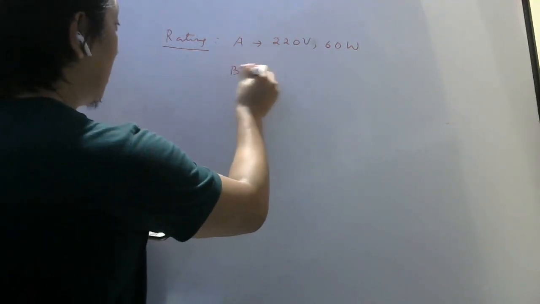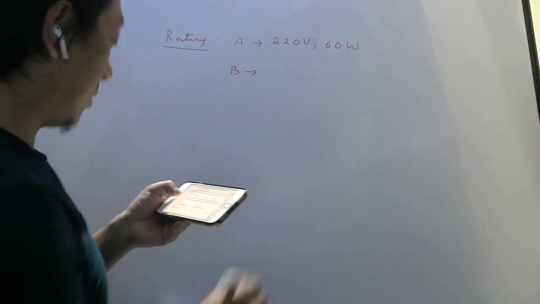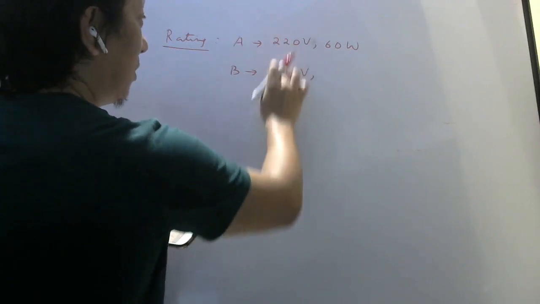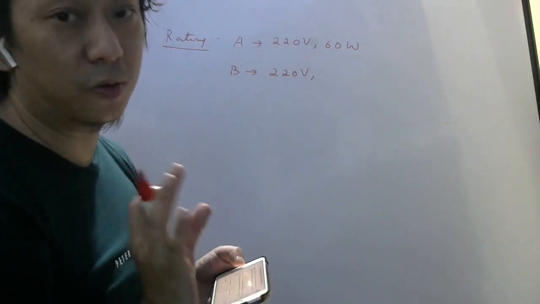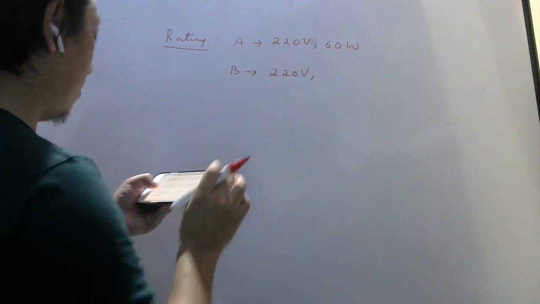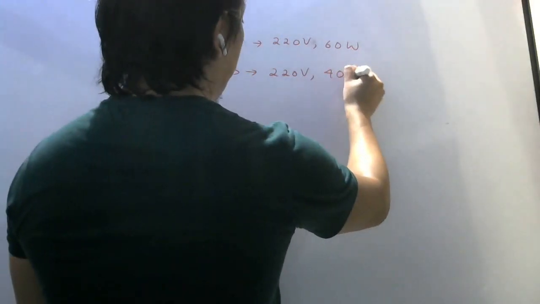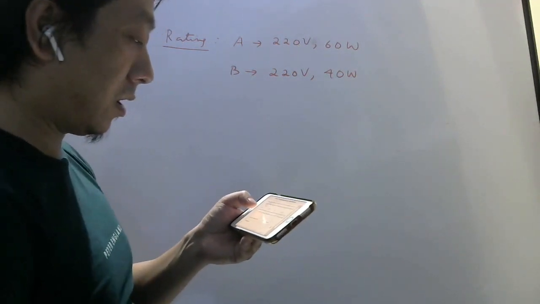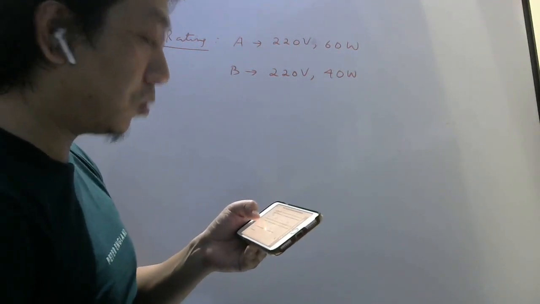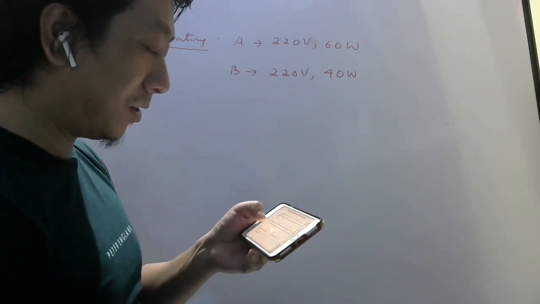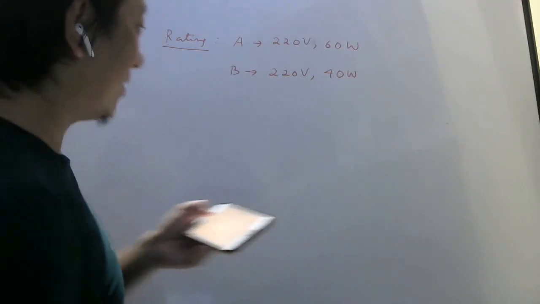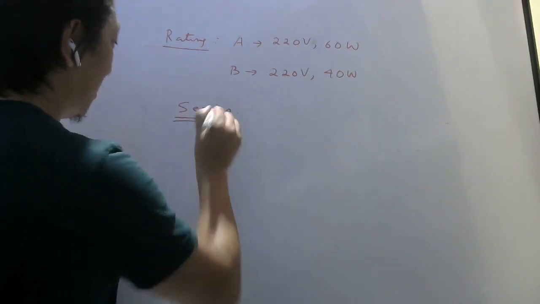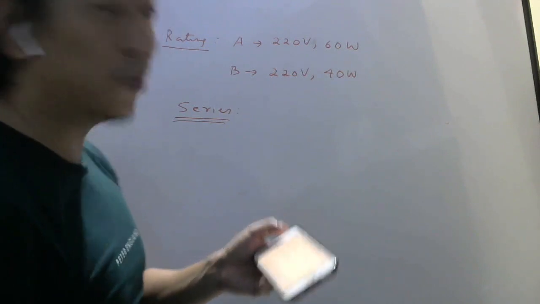Similarly, rating of the second bulb is 220 volt. As I told you in the class also, the rated voltage will be always assumed constant, 220 volt. And what is the power? 40 watt. Now the combination is connected across a source of EMF 220 volt. In what combination they did not say actually. So they should have mentioned series combination. So that they should mention, okay, series combination. Which bulb will glow more they are asking.